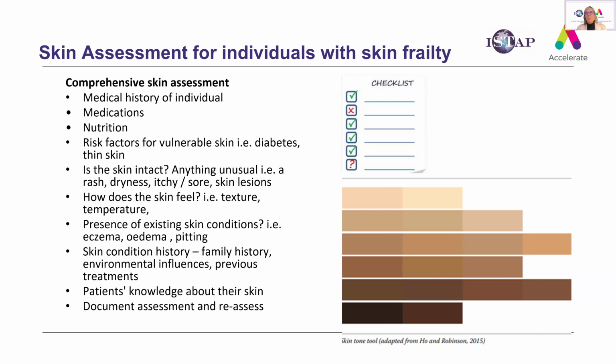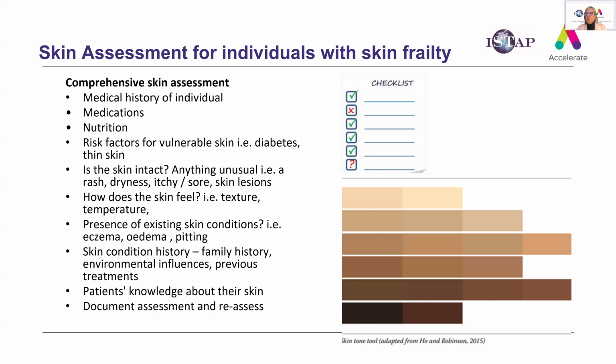Nutrition is really important, and hydration. Risk factors for vulnerable skin are diabetes, thin skin, and how chronic disease affects the skin. And see if the skin is intact. Is there anything unusual? Are there rashes? Is it dry? Is there scratching? You can see the scratching as a linear sort of breakdown. And are there skin lesions that you should be made aware of and maybe loop a physician in on?